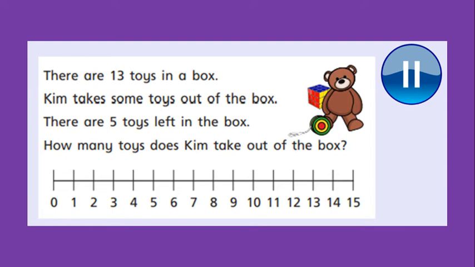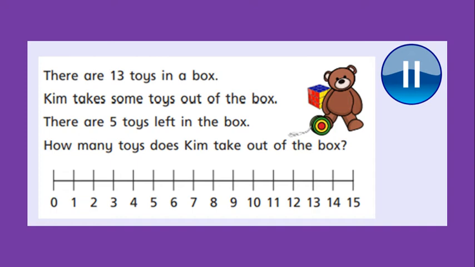So let's look at that question again. There are 13 toys in a box. So that's the number we are given initially. That's the number we have to start with. Then it says she takes some out of the box, and it tells us that there are 5 toys left at the end. So we need to figure out how many toys does Kim take out of the box.